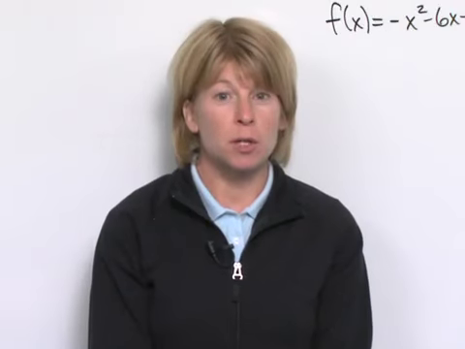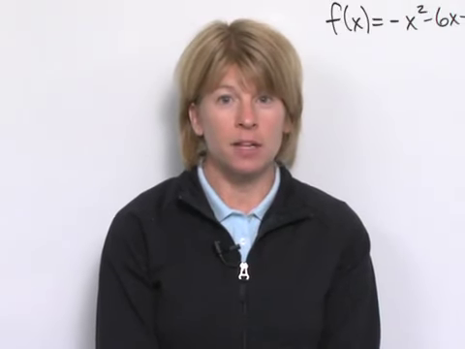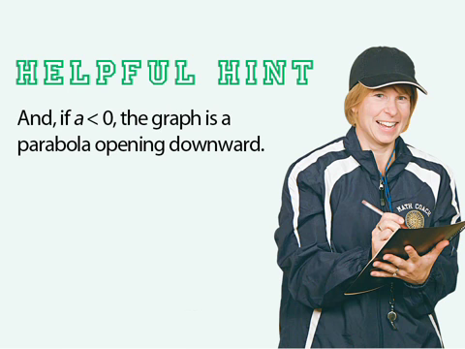In this problem, we'll graph a quadratic function by finding the vertex and the intercepts. Let's look at our helpful hint. When the function is written in f of x equals ax squared plus bx plus c form, we can find the vertex by using x equals negative b over 2a to find the x value of the vertex. We can solve for the intercepts using the substitutions x equals 0 and f of x equals 0 to find the unknown coordinates. And if a is less than 0, the graph is a parabola opening downward.